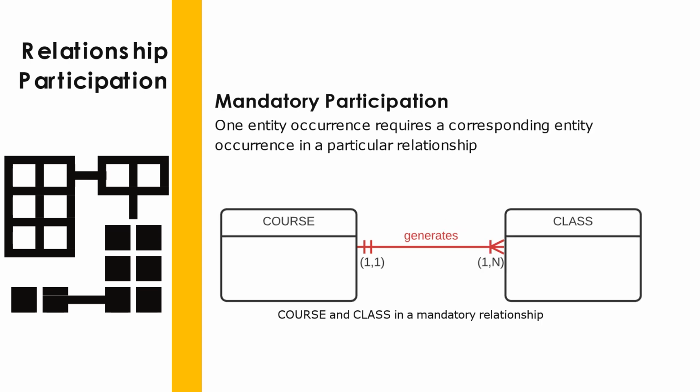On the other hand, in mandatory participation, one entity occurrence requires a corresponding entity occurrence in a particular relationship, meaning the relationship is mandatory. If in your business rules, the course and class, they are mandatory, meaning if you have a course, you need to create classes for those courses, then this is how we might be doing it. So in the crow's foot notation, instead of using a circle, you can use a line to specify that, okay, this one is mandatory and should have at least one occurrence.